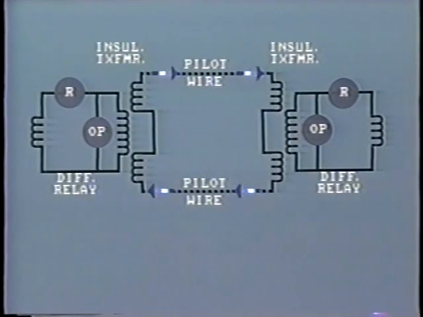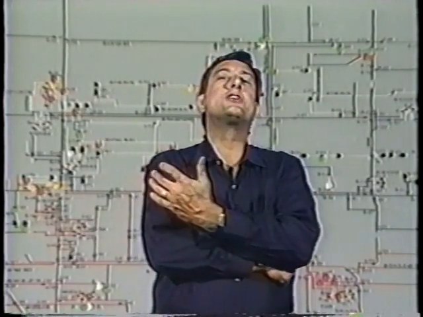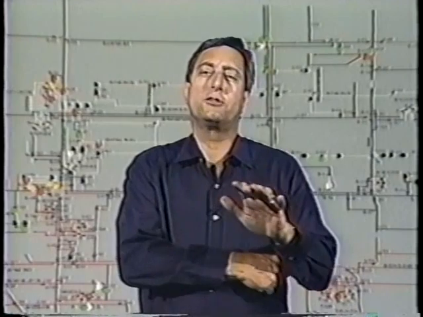In the pilot wire protection scheme that we have just studied, the current flowing in the pilot wire is actually 60 hertz AC current generated by the fault current flowing in the power lines. Another scheme using metallic conductors transmits a signal along the pilot line at higher frequency, 1,000 to 3,000 hertz. And we'll be looking at this in a later segment.